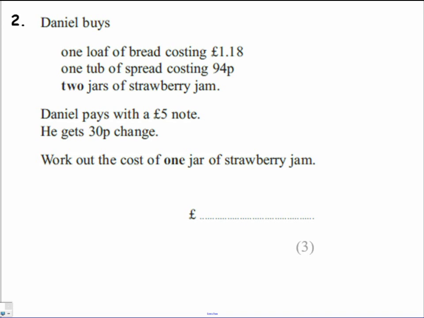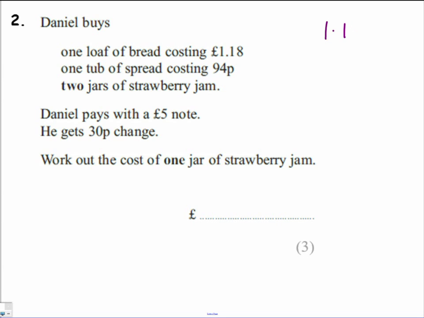Question 2. Daniel buys 1 loaf of bread costing £1.18, 1 tub of spread costing 94 pence, 2 jars of strawberry jam. He pays with a £5 note and he gets 30 pence change. Work out the cost of 1 jar of strawberry jam. And this question really is testing you on decimals, how to add, subtract and divide with decimals. So let's have a look.